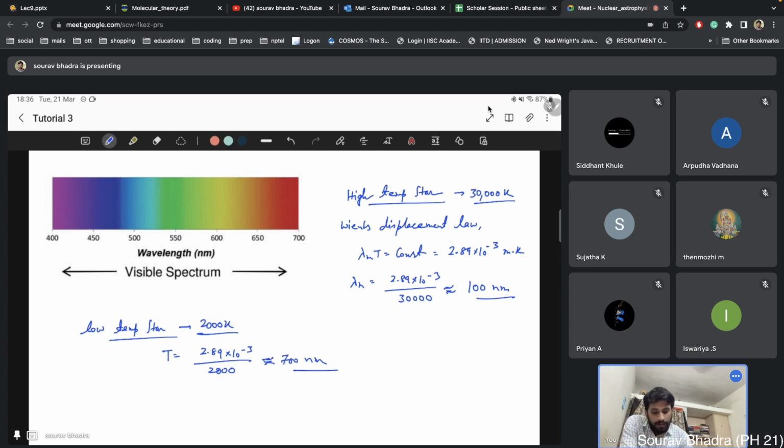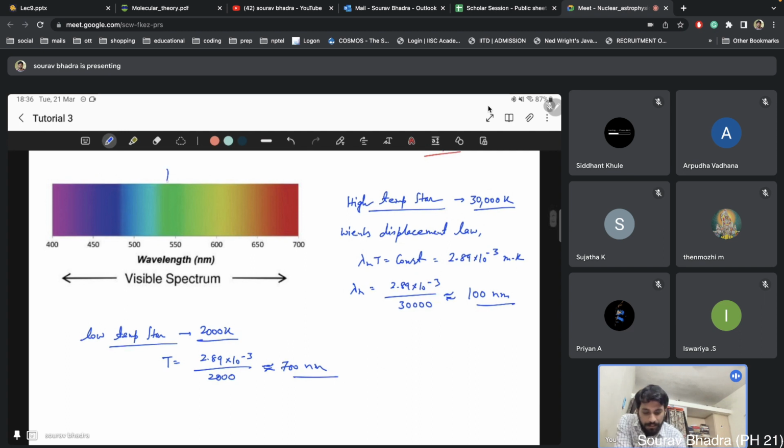Now focus on the spectra. This is the visible spectra. So 700 nanometer corresponds to this extreme point, that is the red point, because this is the wavelength of red. And this 100 nanometer is actually beyond this limit. That means we can say roughly that this 100 nanometer is going towards blue color, towards blue wavelength.